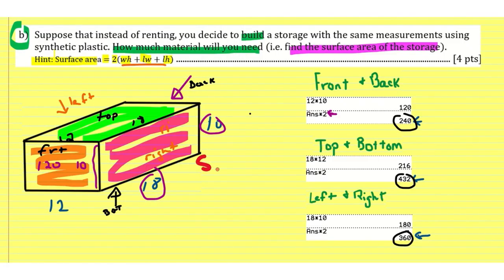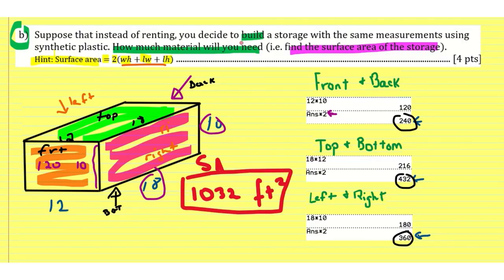Our total surface area is going to be 1,032 square feet. So in order to build your storage unit from synthetic plastic, you would have to go buy 1,032 square feet of synthetic plastic to build the storage unit.